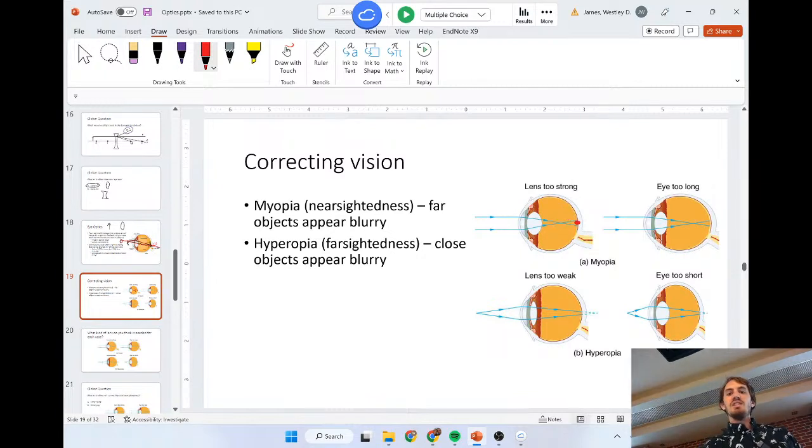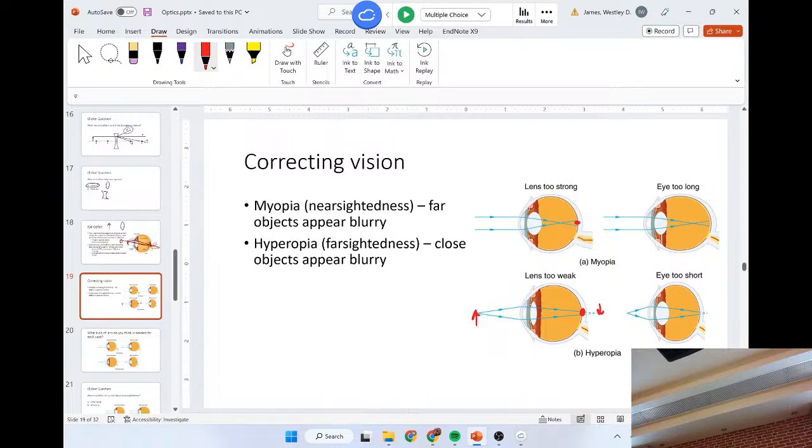All right, so that's one case. Then we have hyperopia, which is the farsightedness. So if we have our object right here, we again want to focus at the back of the eye, but instead it's focusing behind the eye. Those light rays are converging behind where the eye sensors are. And that can happen for the exact opposite reasons.